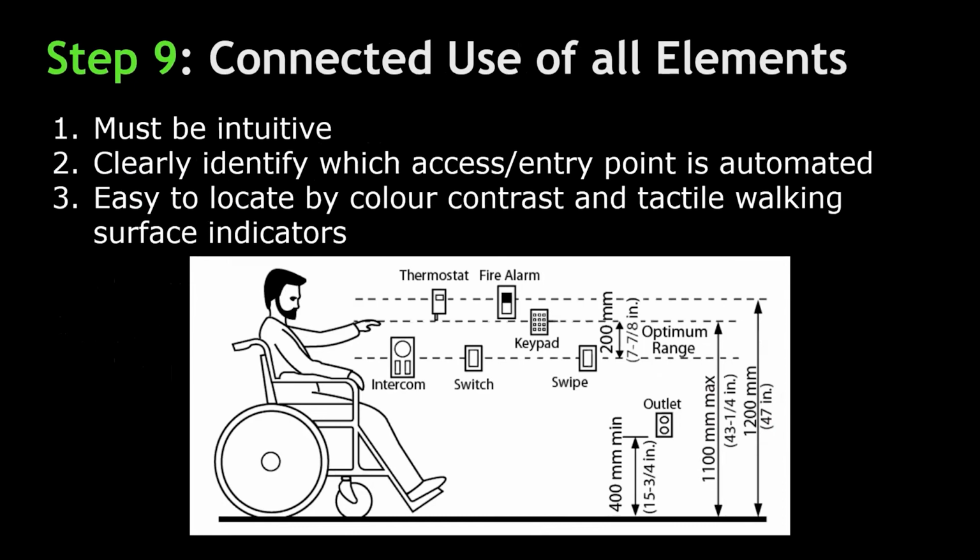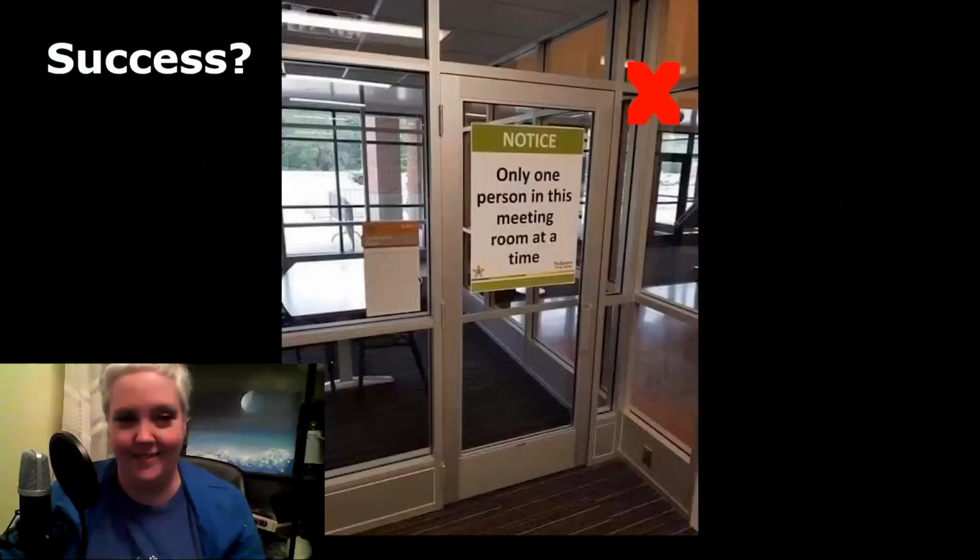And finally, step 9 of the many things that we talked about earlier is you want to make sure to use all of the elements. It must be intuitive how to use the door. It's got to be clearly identified and it needs to be easy to locate. Again, anything that you're asking people to use needs to be color contrasted.